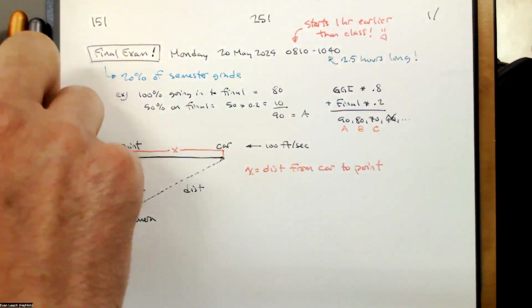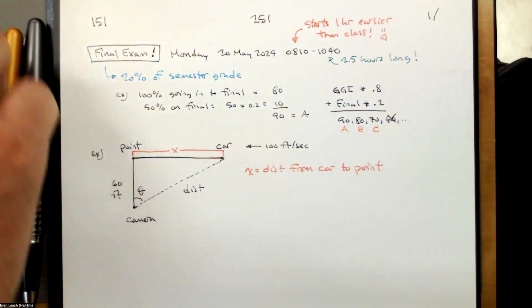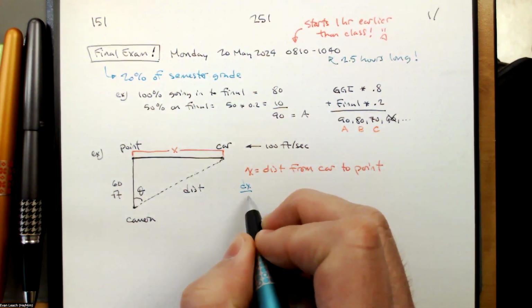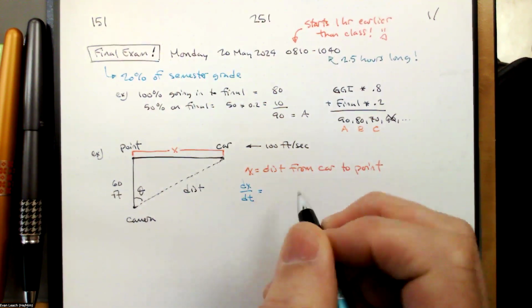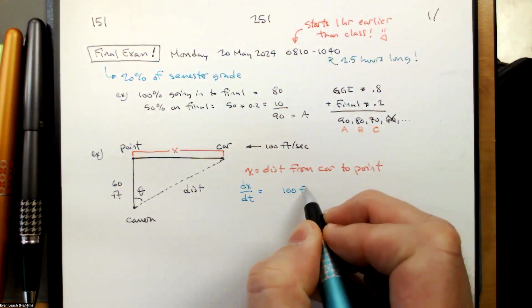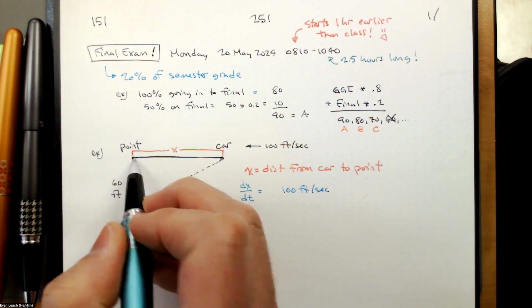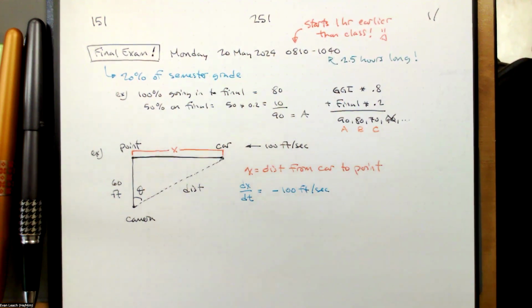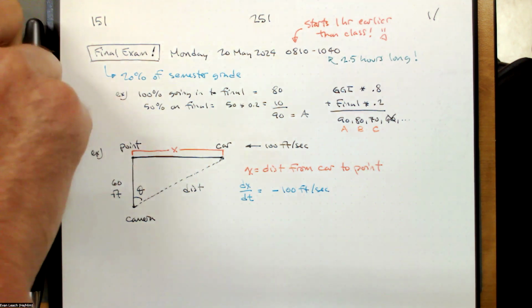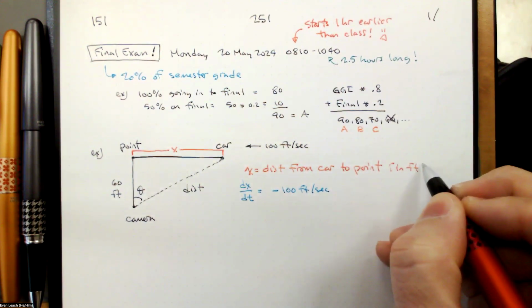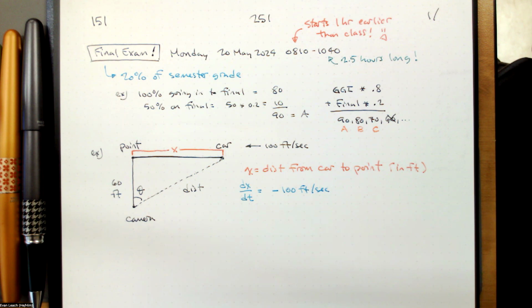So what that means is that we can call it dx dt. With this information, we can say that dx dt, the rate of change of x with respect to time, is 100 feet per second. But since the car is getting closer to the point, we'll call that negative 100 feet per second. And for convenience, let's just measure x in feet.